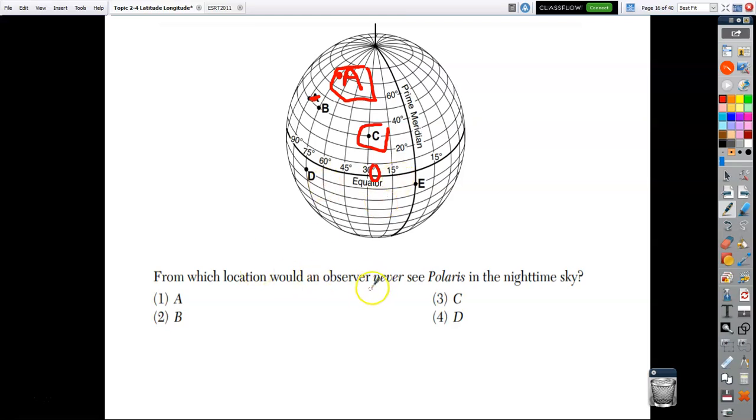But in this case, they asked on the last test in January, which location would you never see Polaris? Again, once you cross into the southern hemisphere, you can't. So D would be the correct answer here. You can't see it in the southern hemisphere.